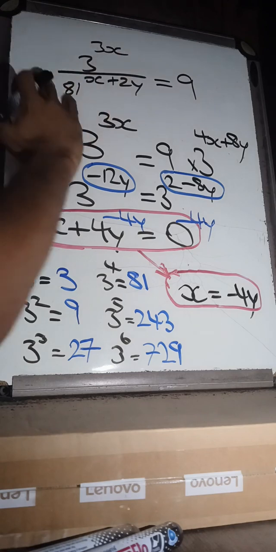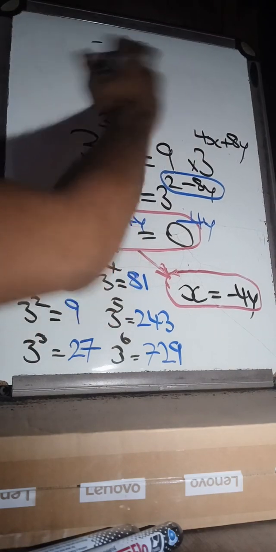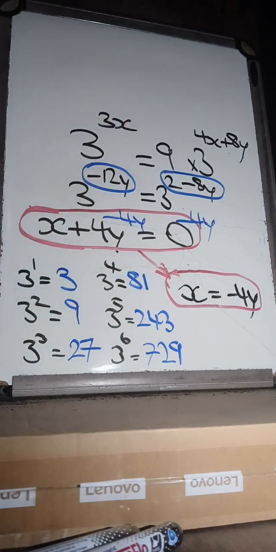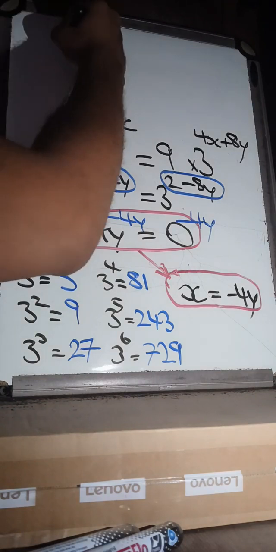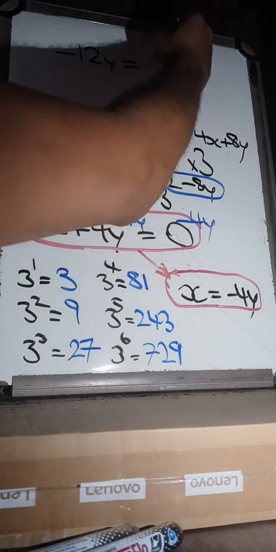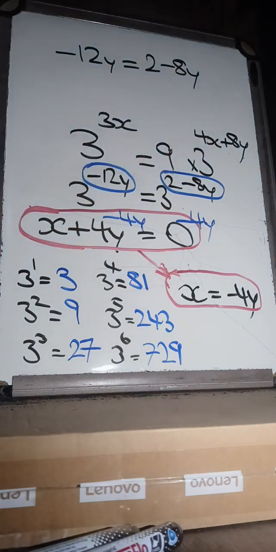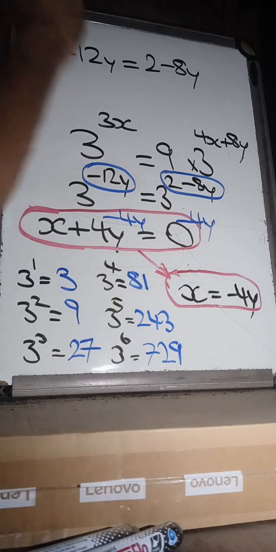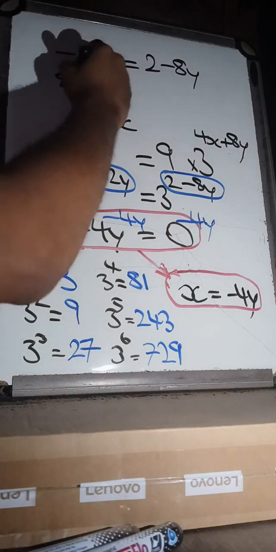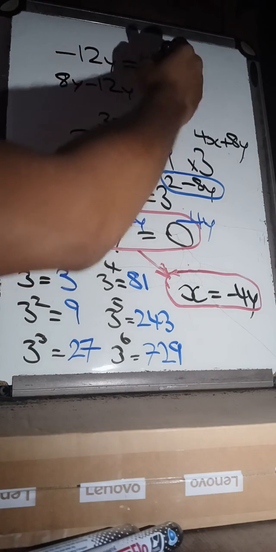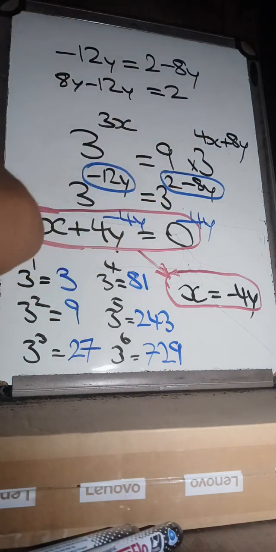So after we go through all of that stress, we reach the good part now. Now we can focus on the exponents, which means all we have is minus 12y equals 2 minus 8y. If we add 8y to both sides, we end up with 8y minus 12y is equal to 2.